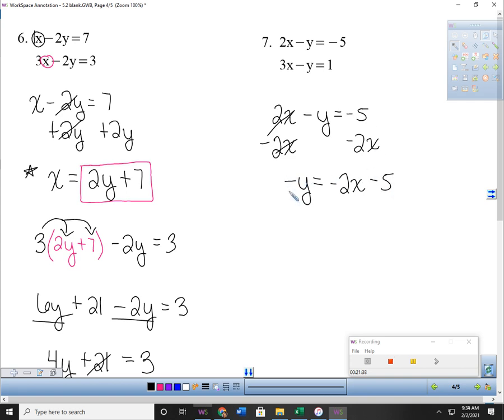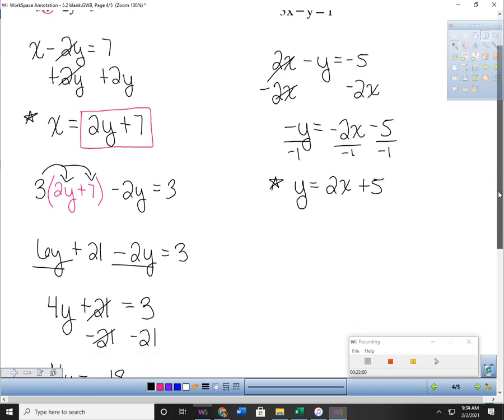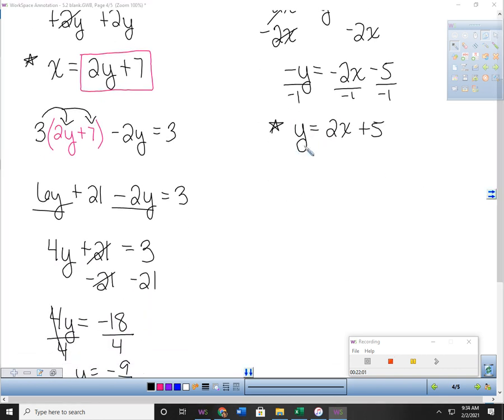But this time I'm going to have to go one step further and get rid of that negative in front of my y. So I'm going to divide everything by negative 1. So that gives me positive y. This will be positive 2x and a positive 5. And then later when I plug in, this would be a good equation to plug in because I'm going to end up solving for that y in the end. So once you solve for that variable, just put a star there.